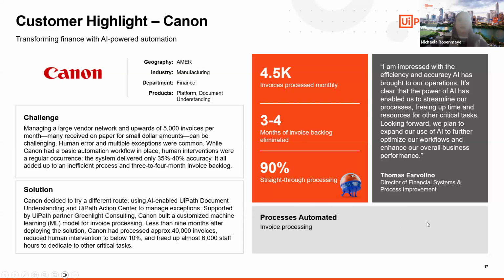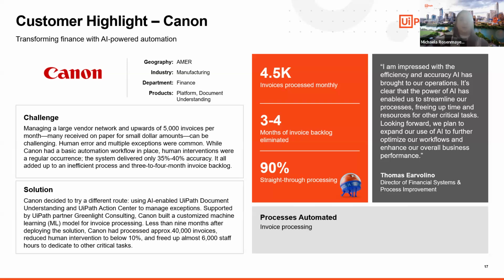Canon is a leading provider of digital imaging solutions and brought automation and AI into their finance department. Their finance department was struggling to process the 5,000 invoices they were receiving on average a month. Outside of the number being an issue, the other problem is that a lot of these documents were paper documents, which, if you've had any work with automation, definitely makes it a little bit more difficult to automate.